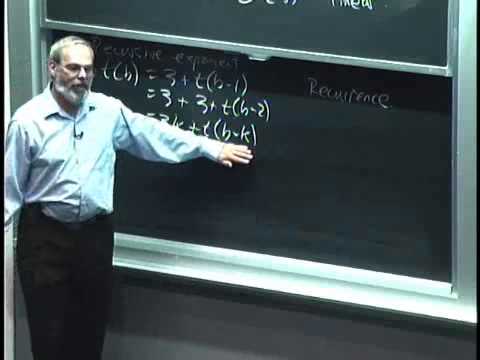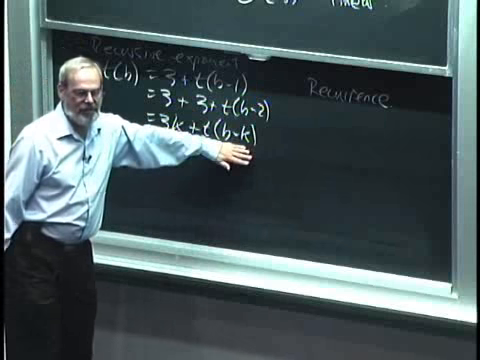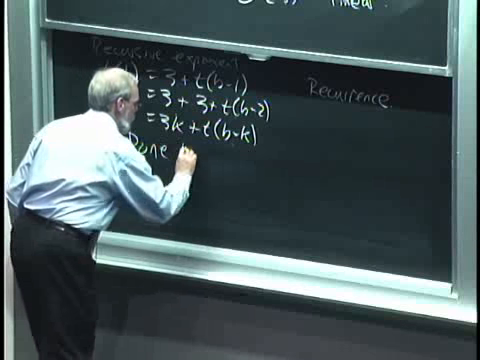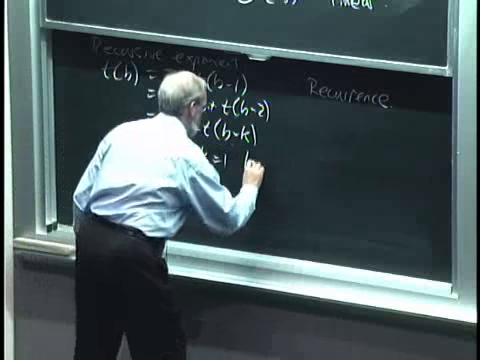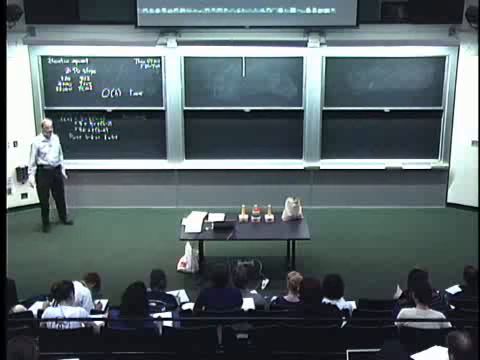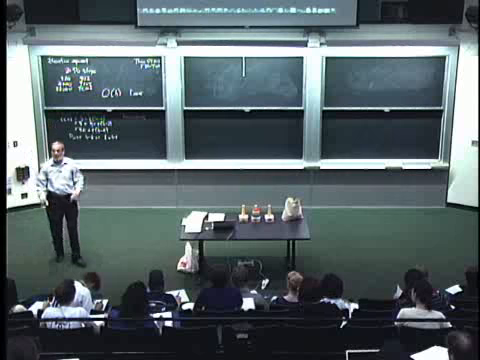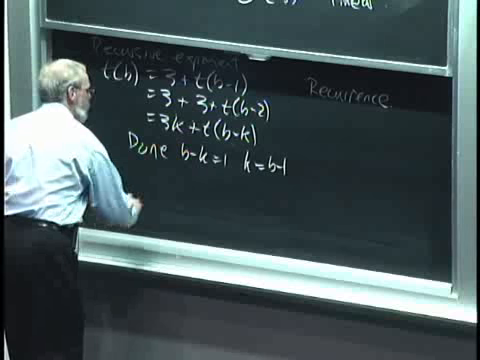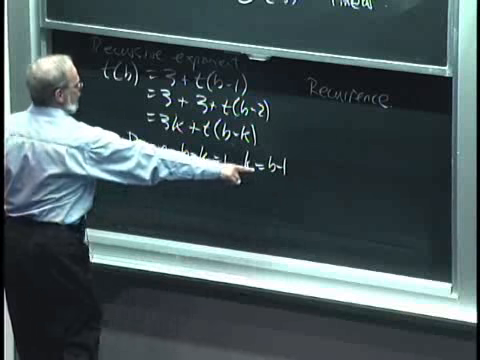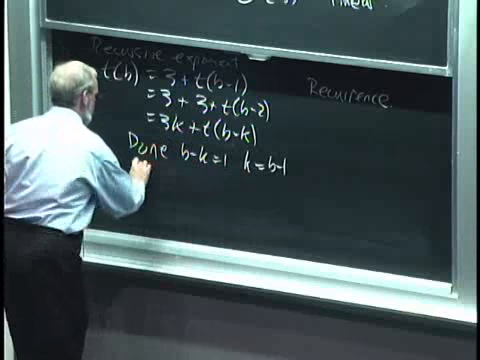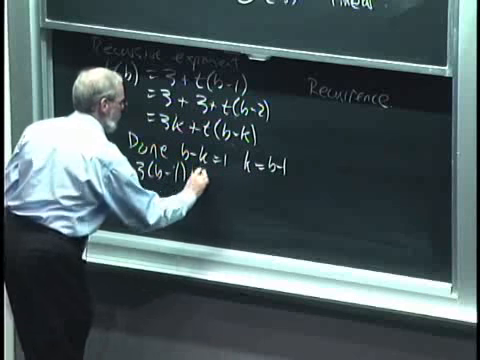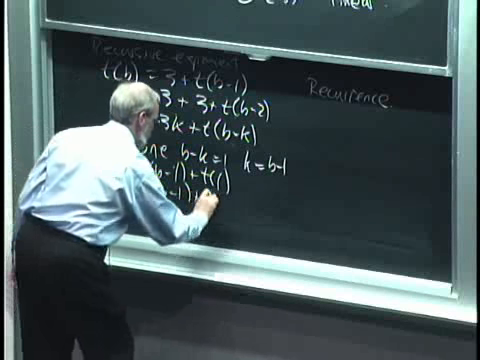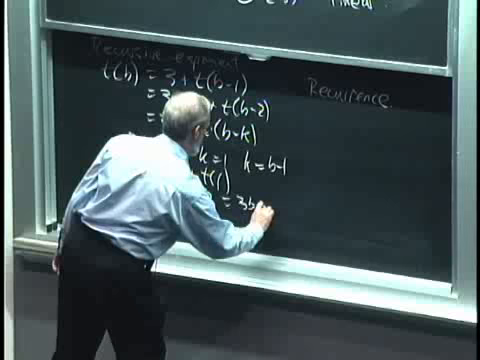Actually, I think I want b minus k equal to 1, right? When this gets down to t of 1, I'm in the base case. So I'm done when b minus k equals 1 or k equals b minus 1. Right? That gets me down to the base case. I'm solving a problem of size 1. And in that case, I got 2 more operations to do. So if I plug this all back in, t of b is, I'm going to put k for b minus 1. I get 3 times b minus 1 plus t of 1. I said t of 1 is 2. So this is 3 times b minus 1 plus 2, or 3b minus 1.